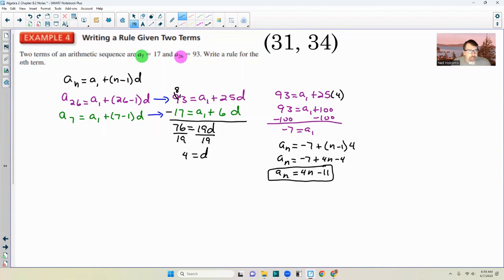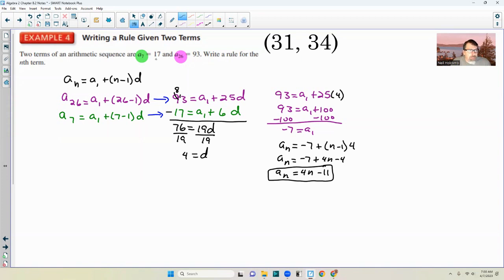You can always check to see if 7 works in here. 7 times 4 is 28. 28 minus 11 is 17. It checks. I can also plug in 26 here. a sub n equals 26 times 4. 26 times 4 is, let's see, 104. Is that right? 26 times 4, 104 minus 11, 93. That is correct. Okay, so that's how you do it.